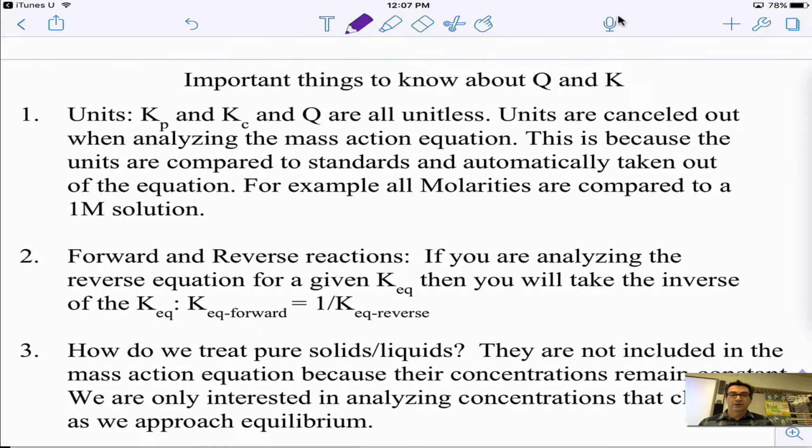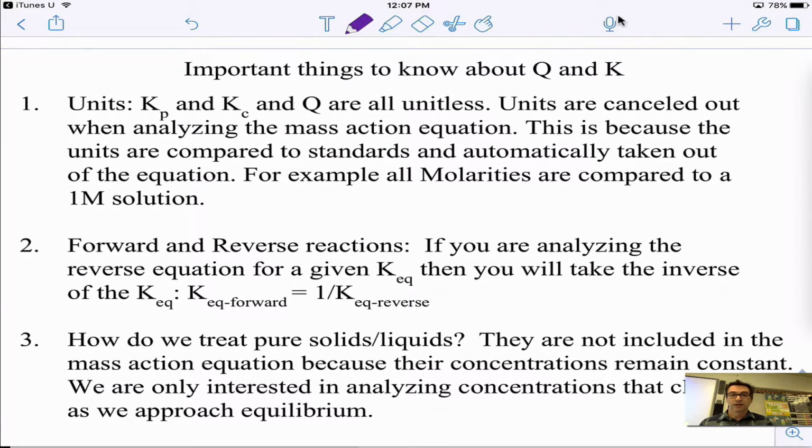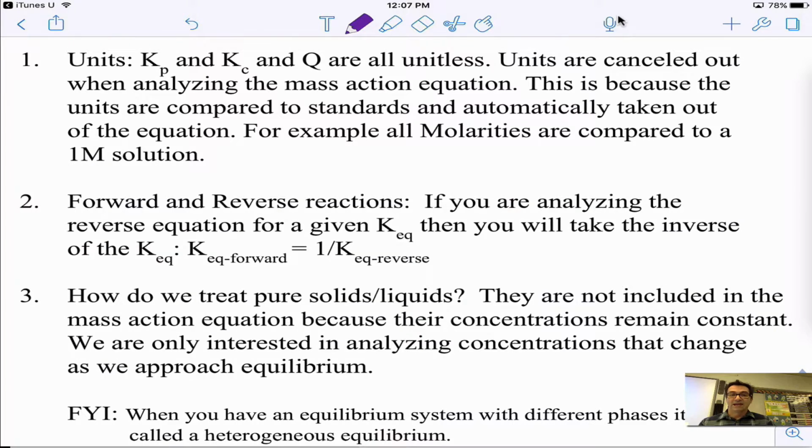When we think about forward and reverse reactions, if you're analyzing the reverse reaction for KEQ, then you need to take the inverse. Remember with delta H, when we dealt with that, we negated it. Well, in this case, we take the reciprocal. Because if we have a KEQ, it will be equal to products divided by reactants. If we reverse them and we make the reactants the products, we make an opposite or a reciprocal reaction, our KEQ will be equal to reactants over products. And this will be 1 over KEQ at that point.